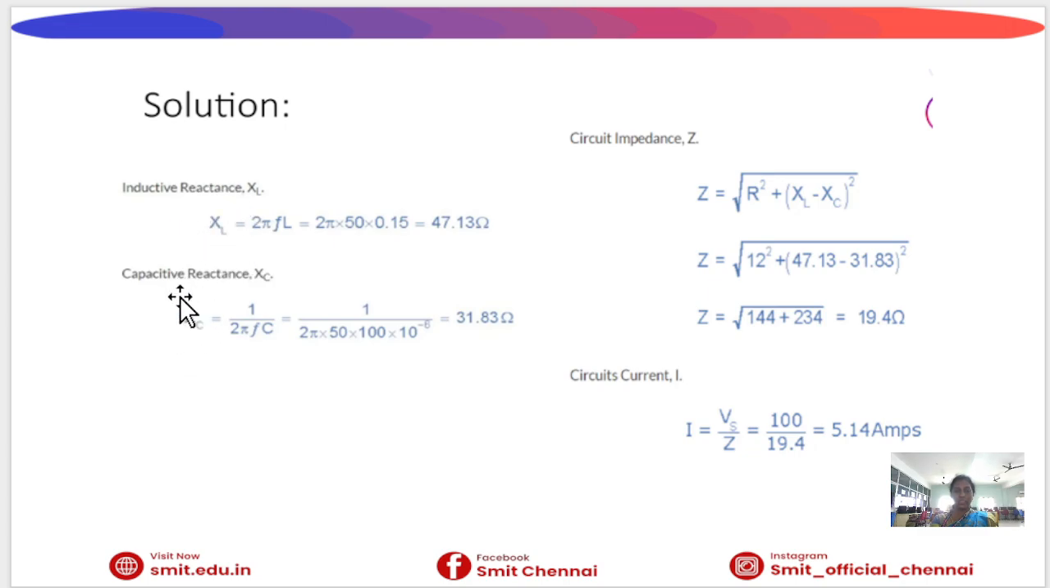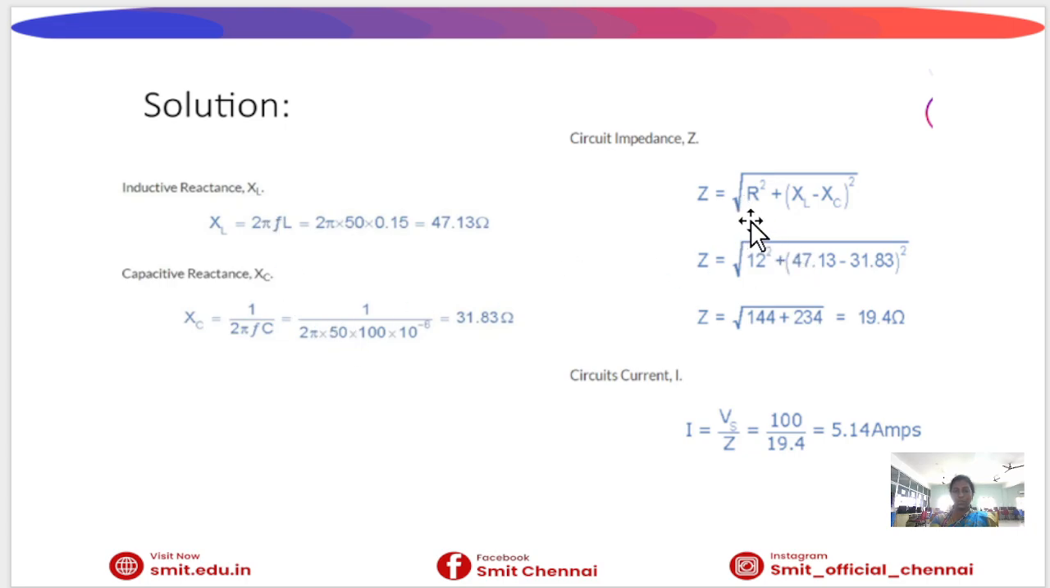For XC, the formula is 1 divided by 2 pi FC. The capacitor value is 100 microfarad, and micro means 10 to the power of minus 6. So we substitute the same values and get XC. So we found XL and XC.